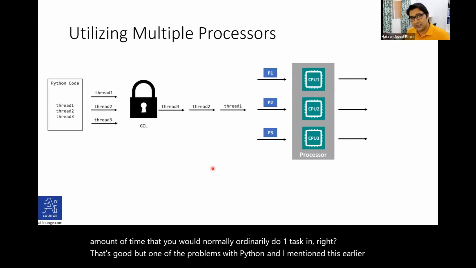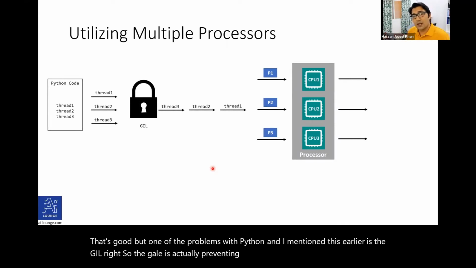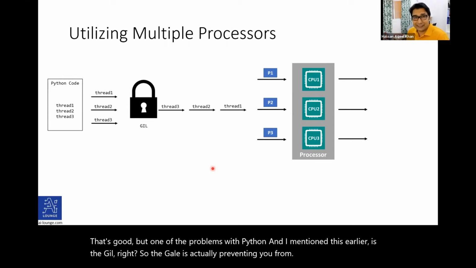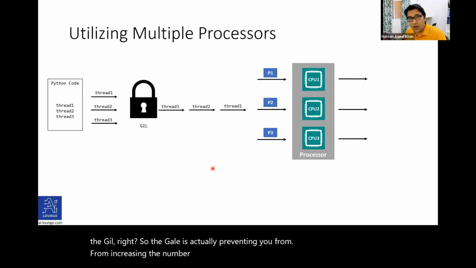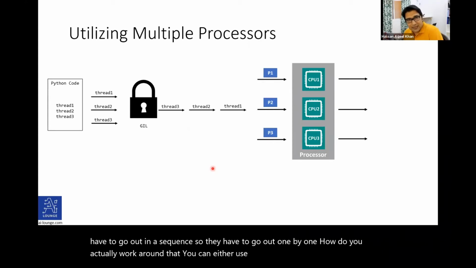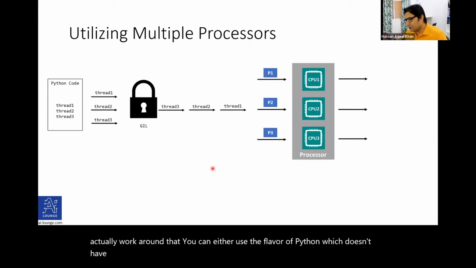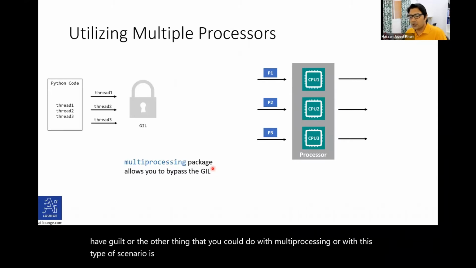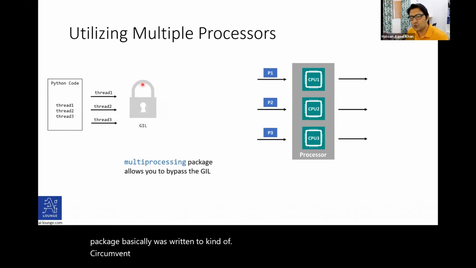Now, that's good, but one of the problems with Python, and I mentioned this earlier, is the GIL, right? So the GIL is actually preventing you from increasing the number of threads. It only has one interpreter, so your threads have to go out in a sequence, one by one. How do you actually work around that? You can either use a flavor of Python which doesn't have the GIL, or the other thing that you could do is use the multiprocessing package, right? The multiprocessing package basically was written to circumvent this problem. So it allows you to bypass the GIL.